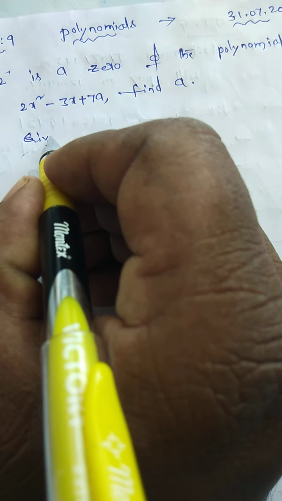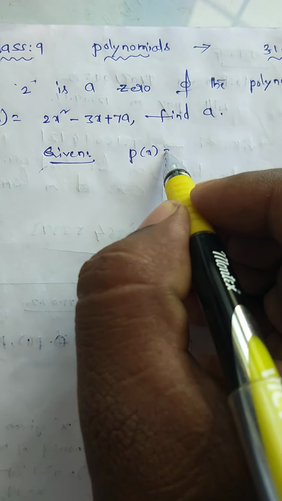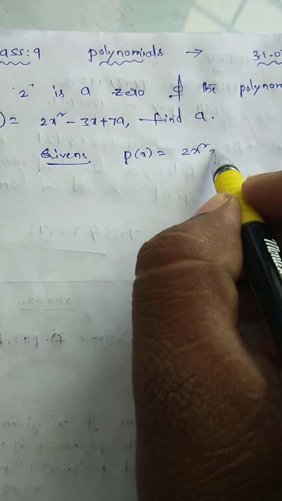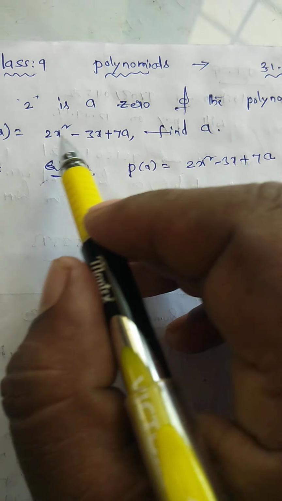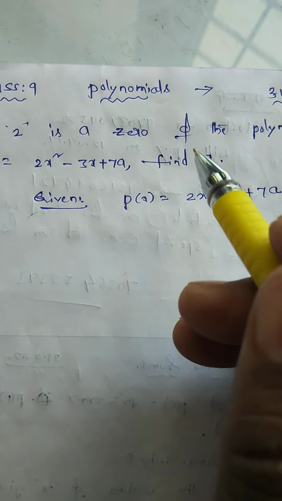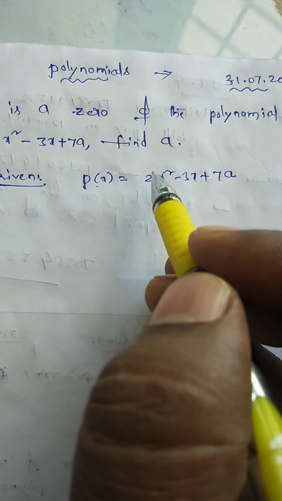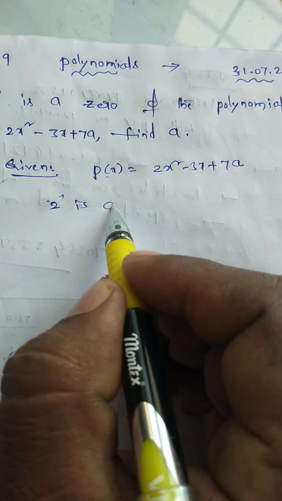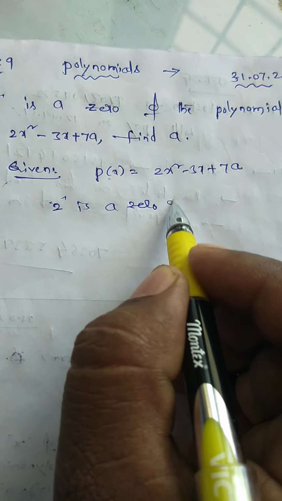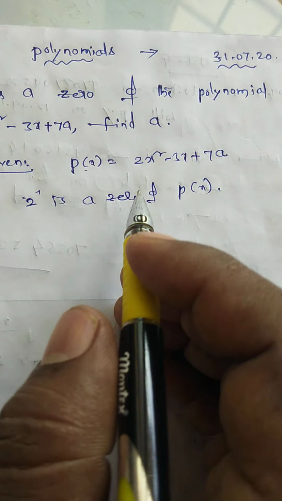Given, p of x is equal to 2x square minus 3x plus 7a. Here 2 is a zero of the polynomial. When we substitute this 2 in x place, the polynomial becomes 0. Now 2 is a zero of p of x.